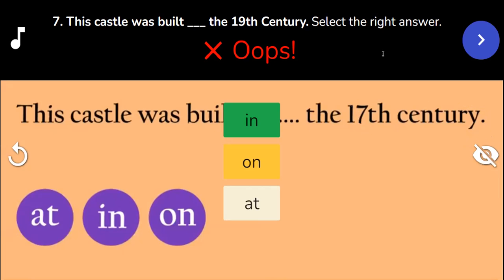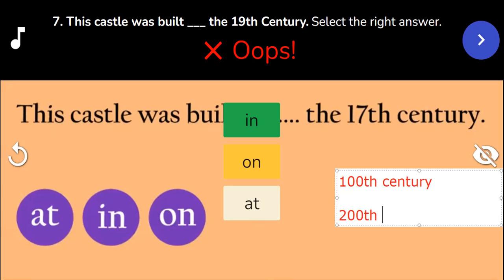Década de los 70. Y centenario, ¿cómo se dice? 100 años sería, ¿verdad? Centenario. Century, 100th century. Yo solo he escuchado la palabra centenario. Mil es 1,000. Y si queremos, por ejemplo, bicentenario sería 200th century. Okay. Gracias.